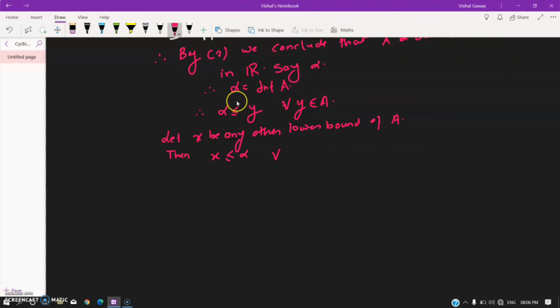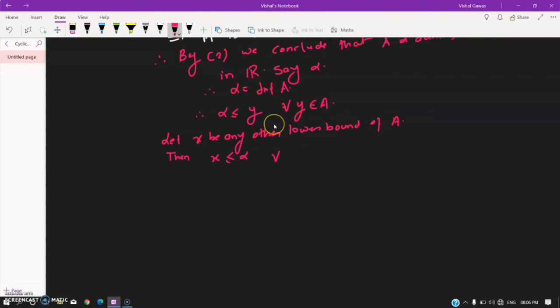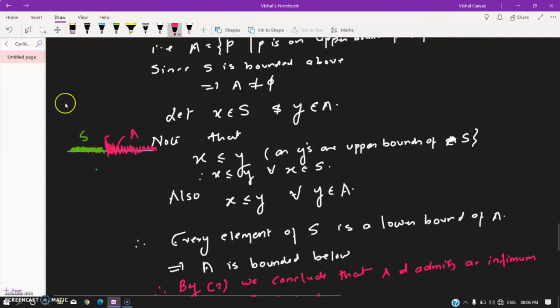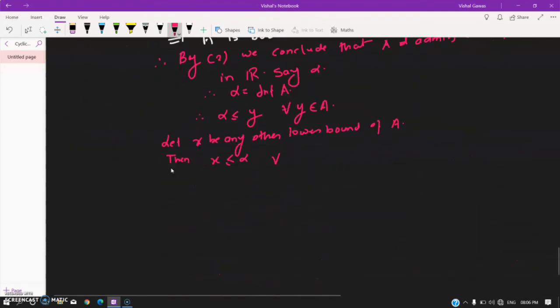If I go back, all these guys here are lower bounds for A. So if I take any other lower bound element of S, since alpha is the greatest lower bound, it must be greater than or equal to every other lower bound. So this is true for every x in S.